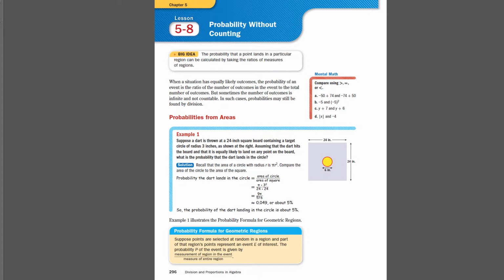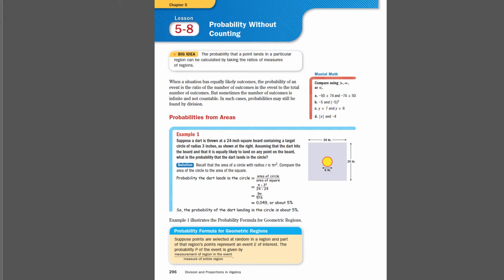That's our total area. Well, what's the area of a circle? Well, it's pi r squared. The diameter is 6 inches, the radius is 3 inches. So that's pi times 3 squared, or 9 pi. So an exact answer in this case would be 9 pi over 576, or we could probably reduce that fraction a little bit, and that would give us an exact value.